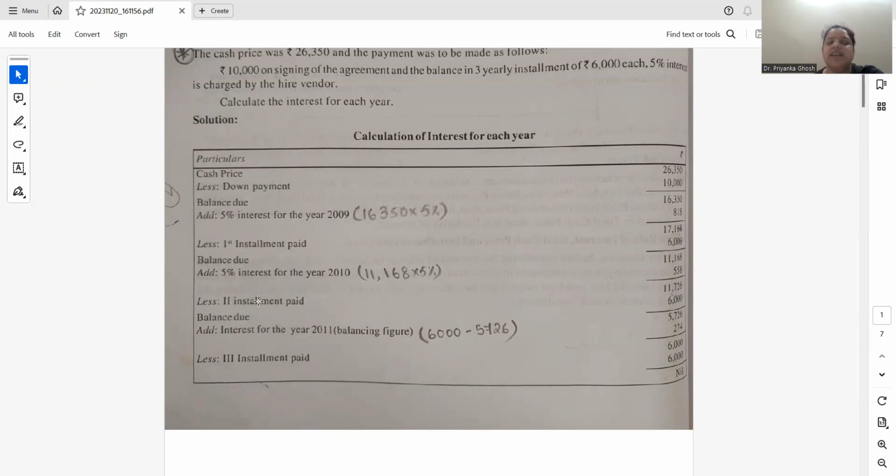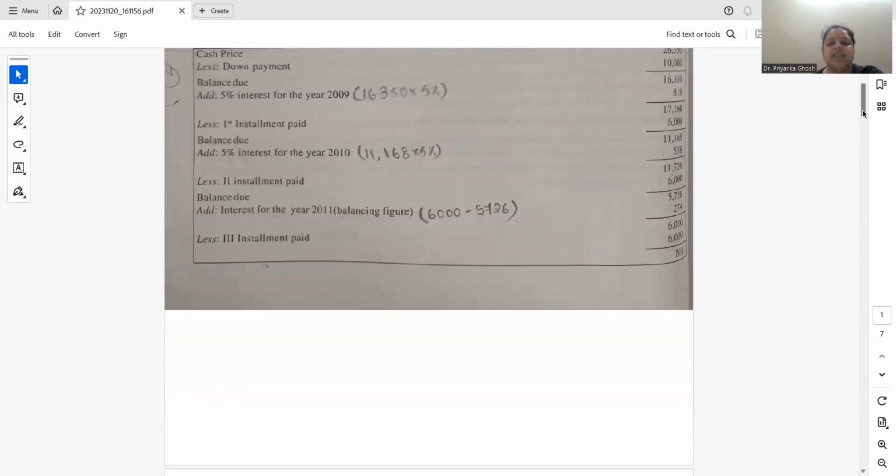After getting the total due amount, after adding the interest, we make the second installment payment. The second installment paid is again 6,000. Whenever we pay the installment, we subtract it from the due. So 11,726 minus 6,000. Now at the beginning of the third year, my current due is 5,726 rupees.